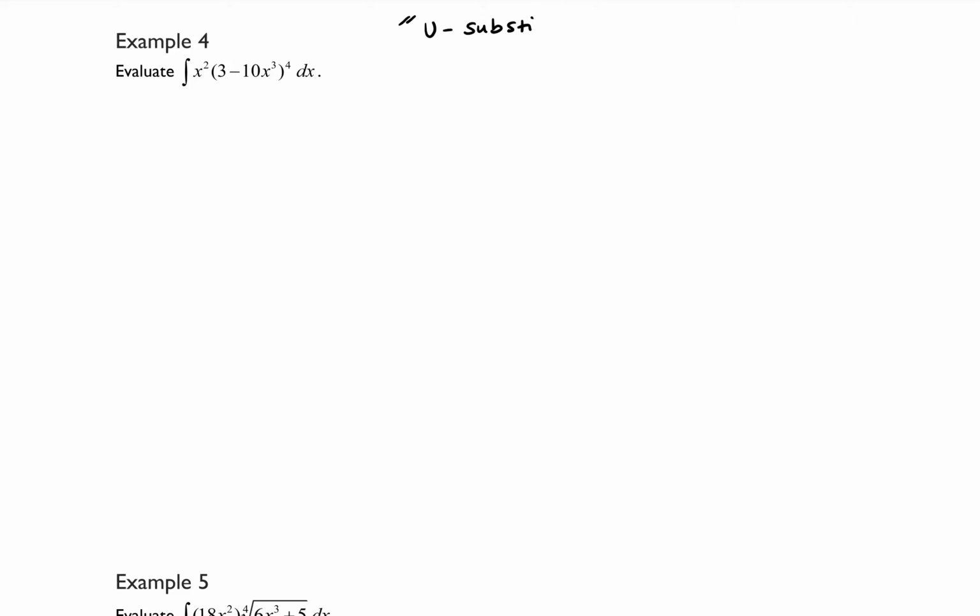I spelled that wrong. U substitution. So if you need to look that up and want to practice more problems or whatever, the technique is called u substitution. So we want to figure out what our u value is. And in this case, we're going to make it 3 minus 10x cubed. And if we find du, that ends up becoming negative 30 x squared dx.